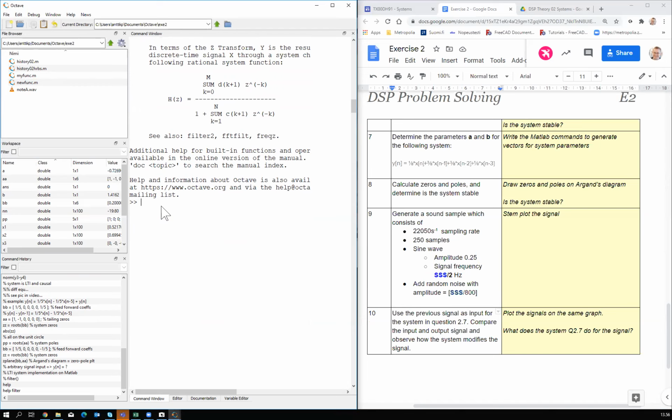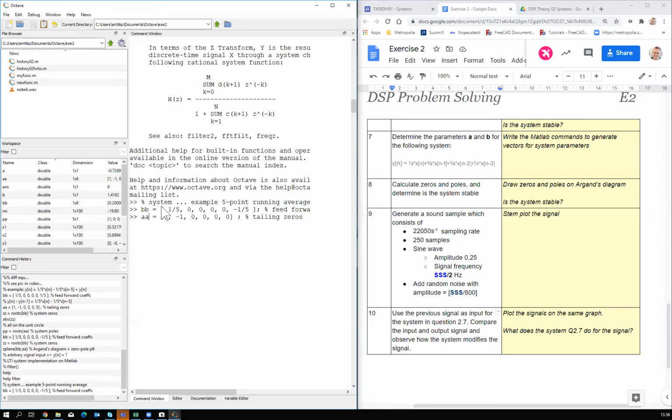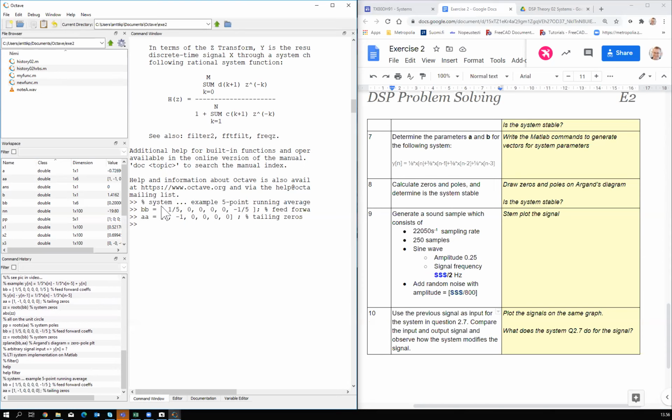For example, system output. Now our system as in this example, 5-point running average, where we have the BB feed forward, AA, the trailing zeros are there also, and we can use these system coefficients as parameters for the filter command to calculate output for any input.